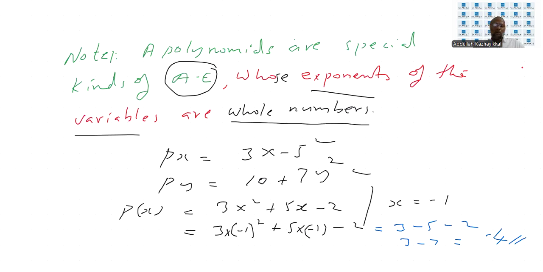So, to find the value of the polynomial, we have to get the value of the variable. Polynomial we cannot solve, but equation we can solve. Polynomial equation is algebraic expression with equal sign. That is called equation. LHS equal to RHS. That is equation.